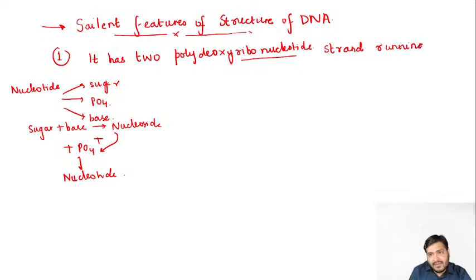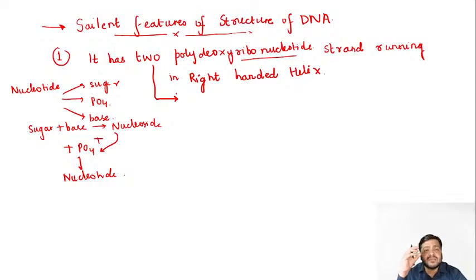These are running in a right-handed helix, okay. That is the first feature: running in a right-handed helix. If I want to compare this structure with a spiral staircase, remember this structure can be compared with a spiral staircase.